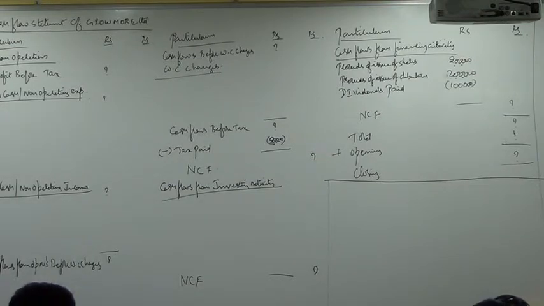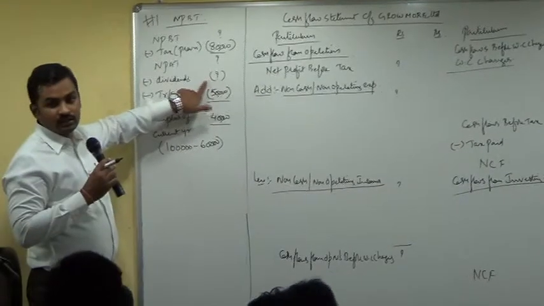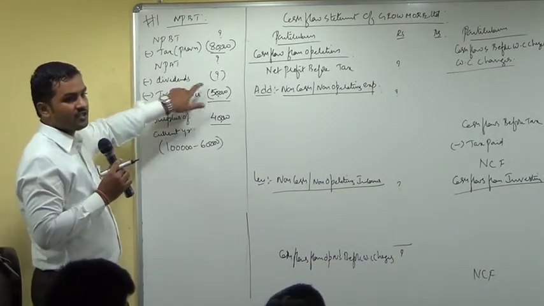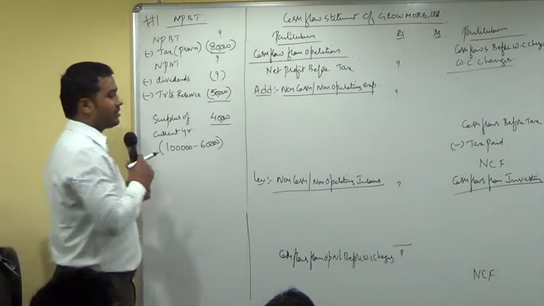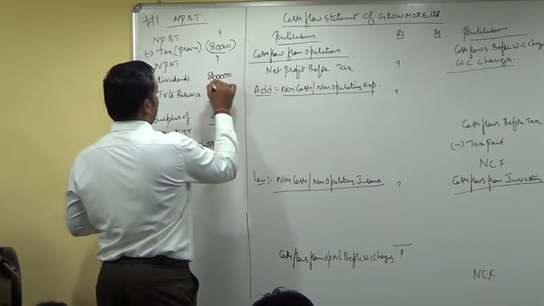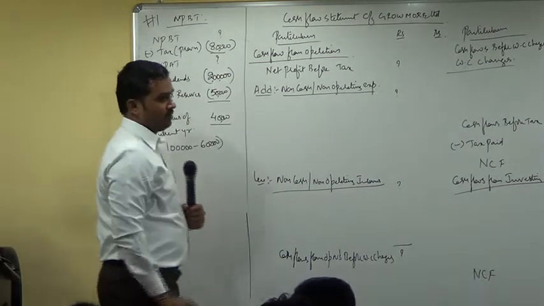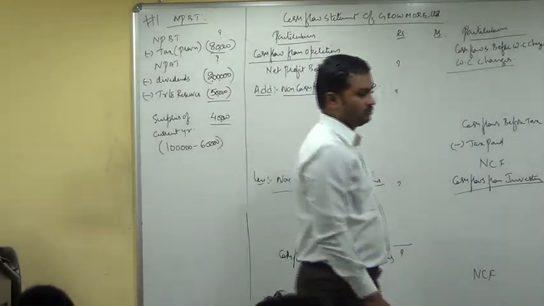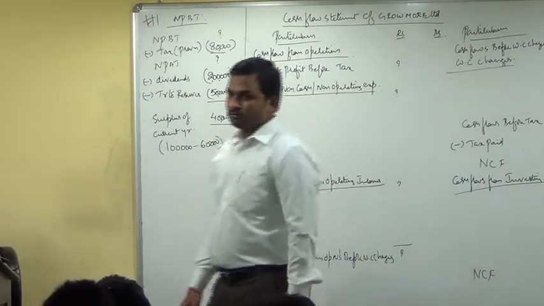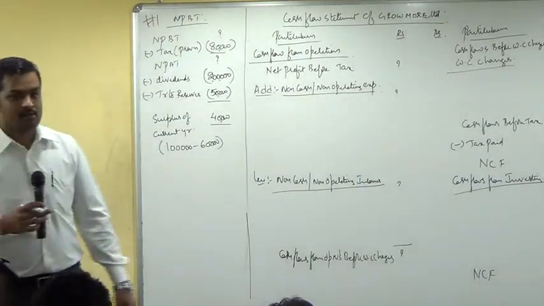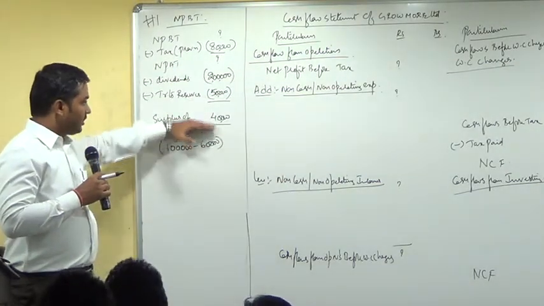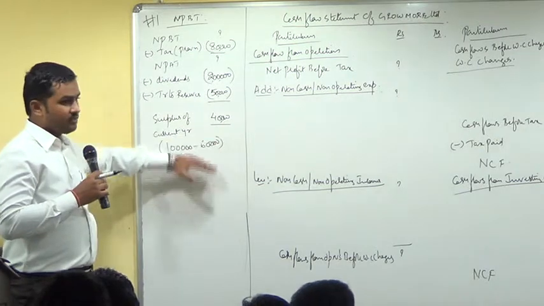Look at the board, everyone. Dividends proposed. This is not dividends paid. This is proposed dividends for the current year. How much? 2 lakhs. This all is P&L appropriation. From here it is P&L appropriation.